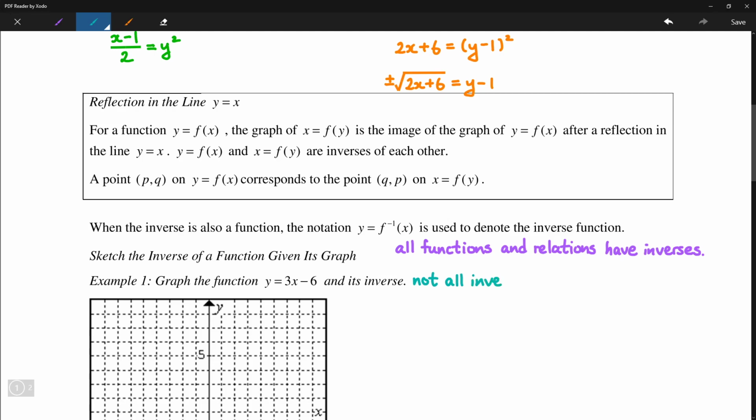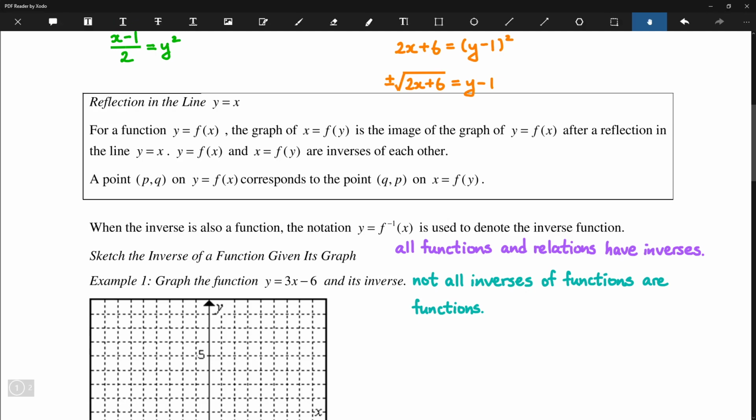Just going to take a moment to write that down. And we'll see some examples of inverses that are functions and some examples that are not in the following. So, just ran out of space there a little bit.